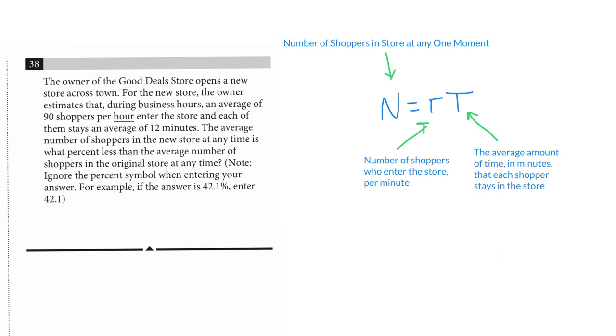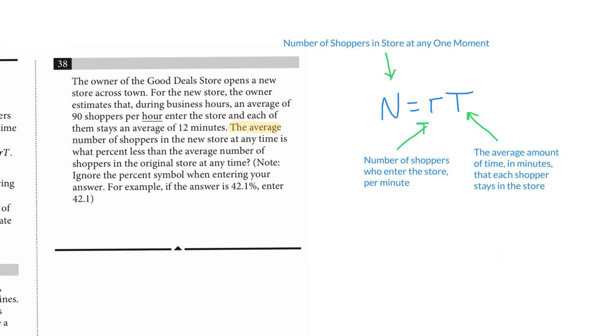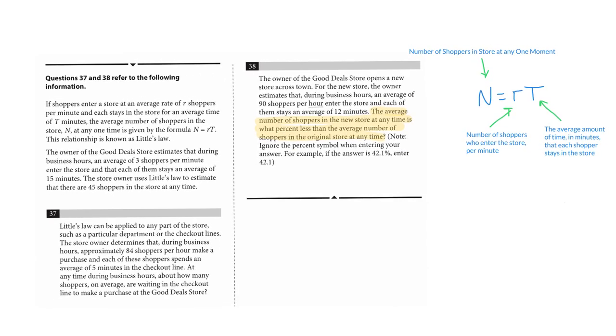Now, at the end of the day, what are they asking? I'll actually highlight the final question. The average number of shoppers in the store at any time is what percent less than the average number of shoppers in the original store at any time? Well, first, it'd be nice to know what the average number of shoppers in the original store is, right? Well, the good news is they actually gave us that information in the beginning. That is right here, right? They talked about how the owner of this store used this formula to figure out that there's 45 shoppers in the store at any given time. So in other words, the big N equals 45. That's for the original store.